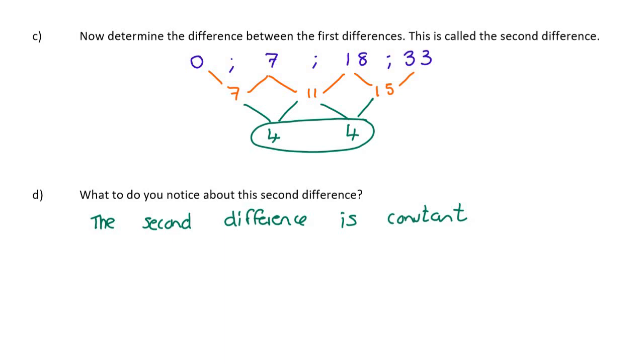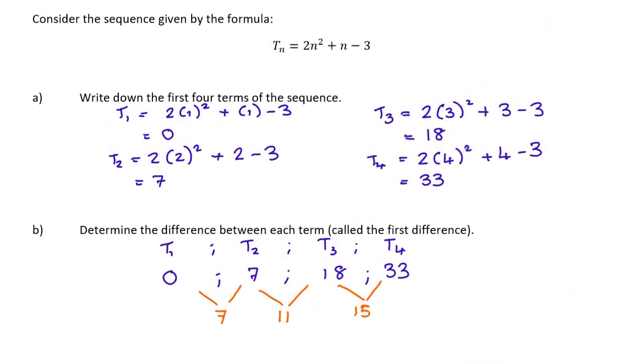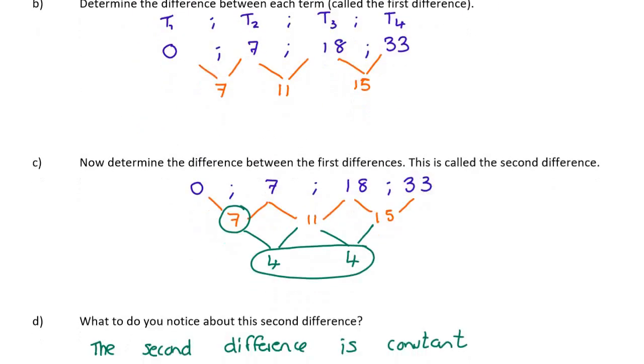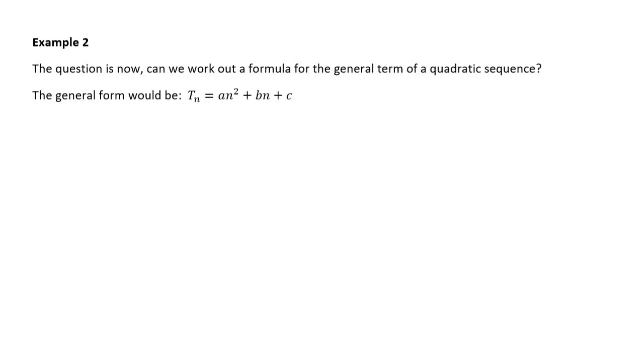Now, in the linear examples, the first difference was constant, and it ended up being the coefficient of n. You'll notice that doesn't happen here, because my formula doesn't have a 4 anywhere in it. So the question is, how are we going to find this formula? And that's example number 2. How are we going to work out a formula for the general term of a quadratic sequence?